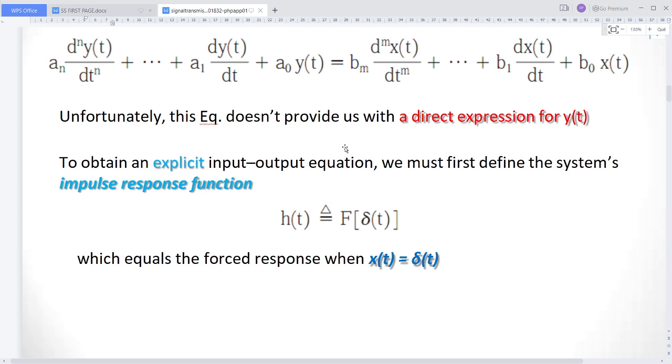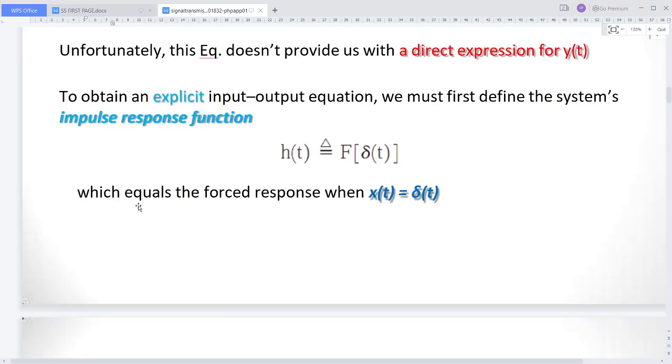System's impulse response, it is very clear. The system's impulse response is denoted with h of t. How can we get the impulse response? By applying the impulse signal as an input to a system, on which some transfer function is applied, so that we get the output, that is h of t. H of t is nothing but the impulse response function.